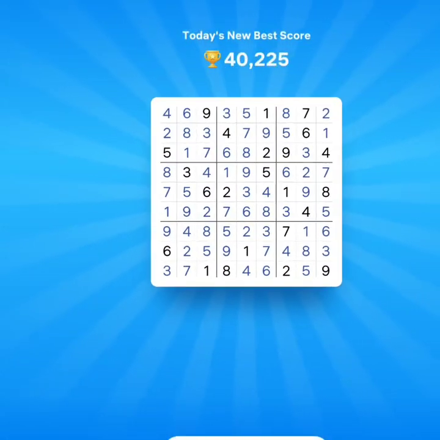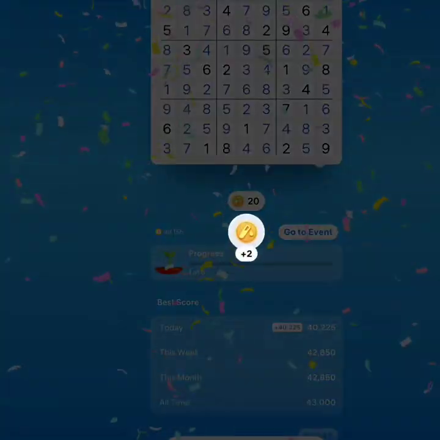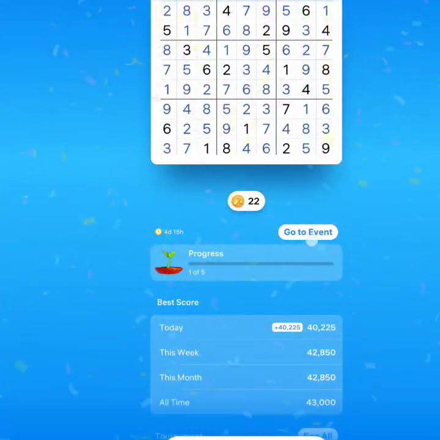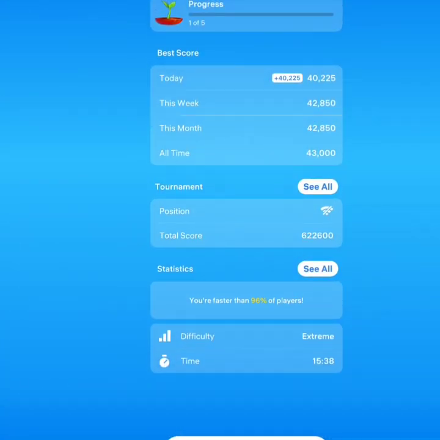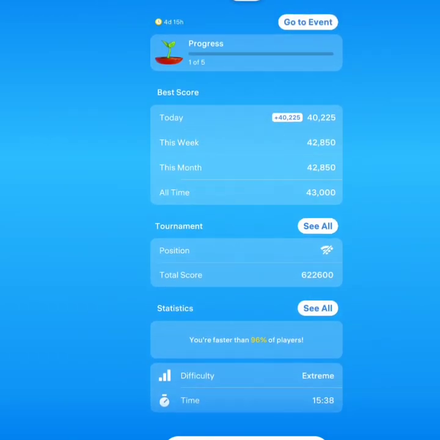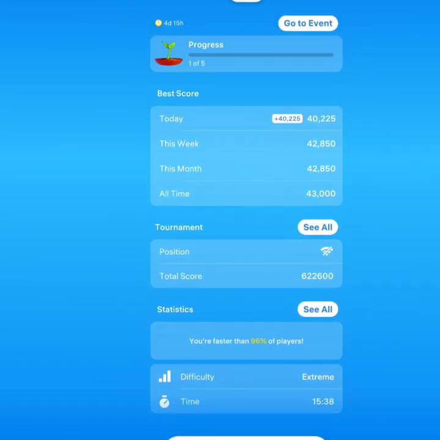All right. Again, those triples help us a lot, being able to identify them. So we finished it in 15 minutes with 38 seconds. We could identify them quicker, but it is what it is.